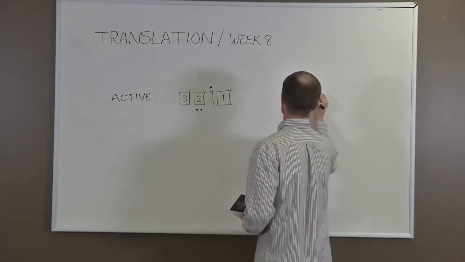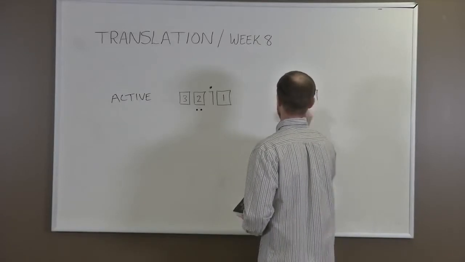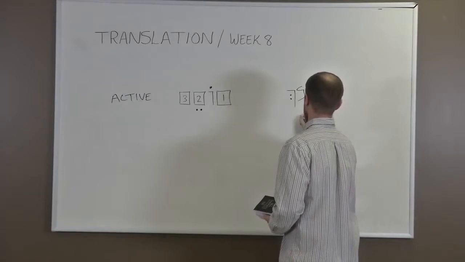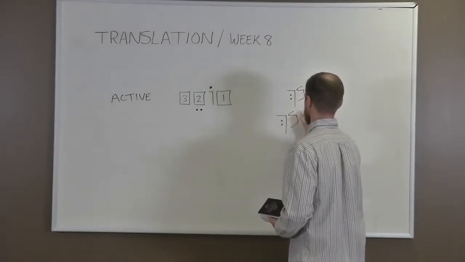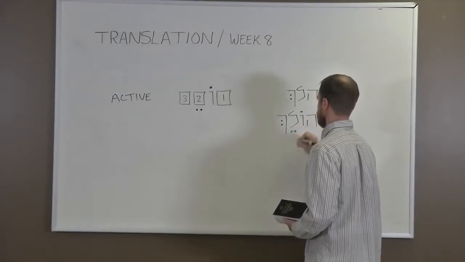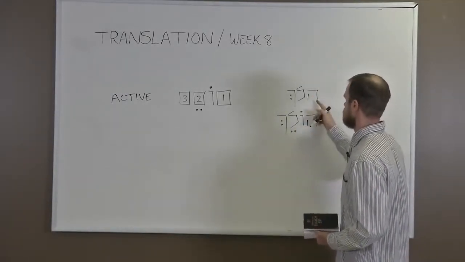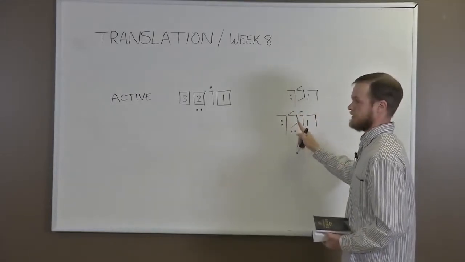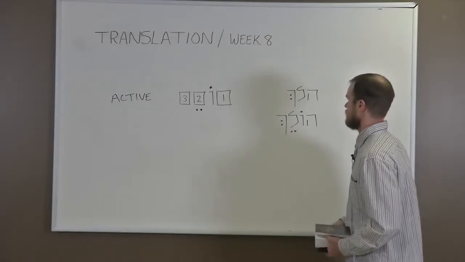Our root is halach, to walk. Applied to this form, it will become holech. He is walking. We use the three letters, put the vav in between the first and second, put this vowel underneath the second, and that's how it goes.